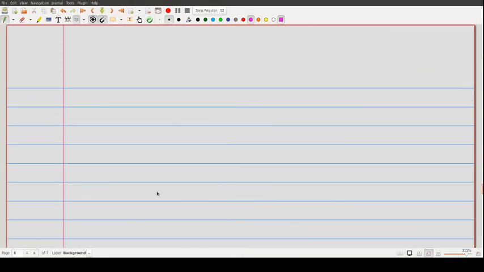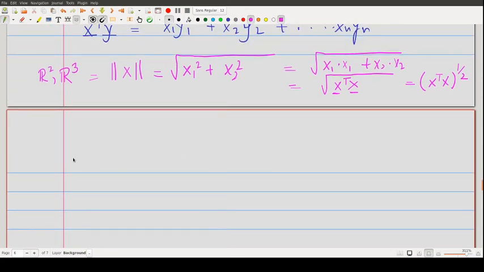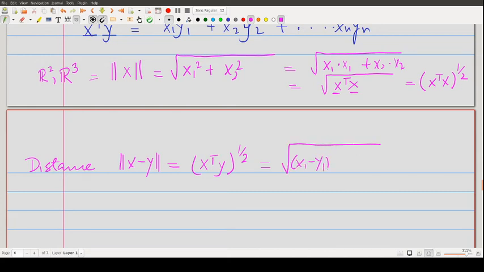Okay, and that's one thing. The other thing is, of course, the distance. If you want to find the distance between two vectors, then x minus y is simply, again, you just do the dot product of x minus y with itself, raised to the power half, which is nothing but x1 minus y1 whole squared plus x2 minus y2 whole squared. And if you had R3, then you would have another term. So this is the distance between two vectors. So this was the magnitude, and this was the distance.